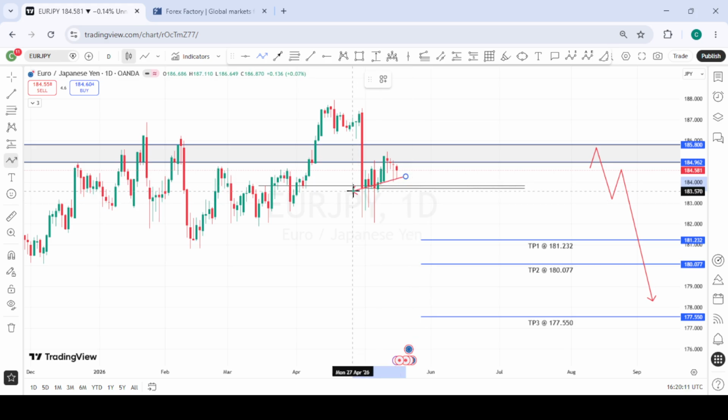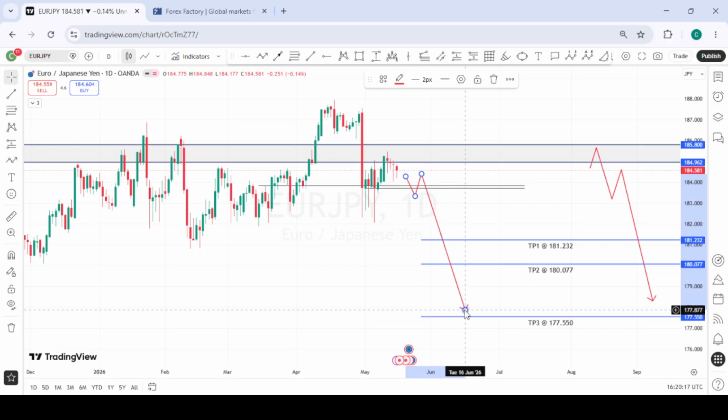The second scenario is if we get a daily candle to close below these structure points here, we look for a lower high formation, and we take our sells to the downside. So these are the two possible scenarios we have for EURJPY. So we are very bearish on EURJPY for the coming week.